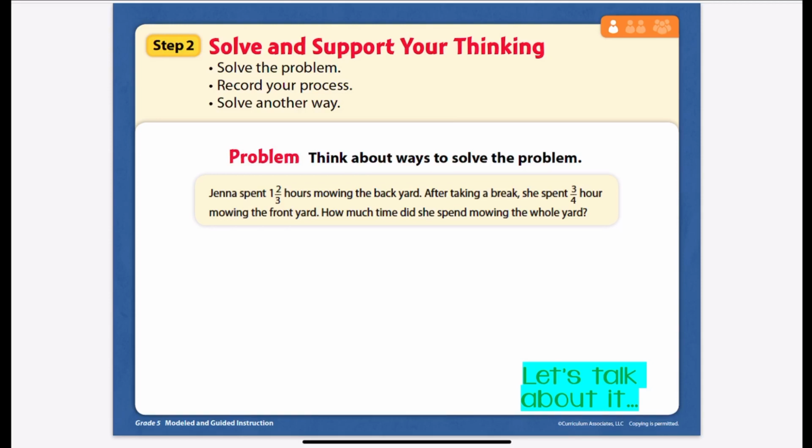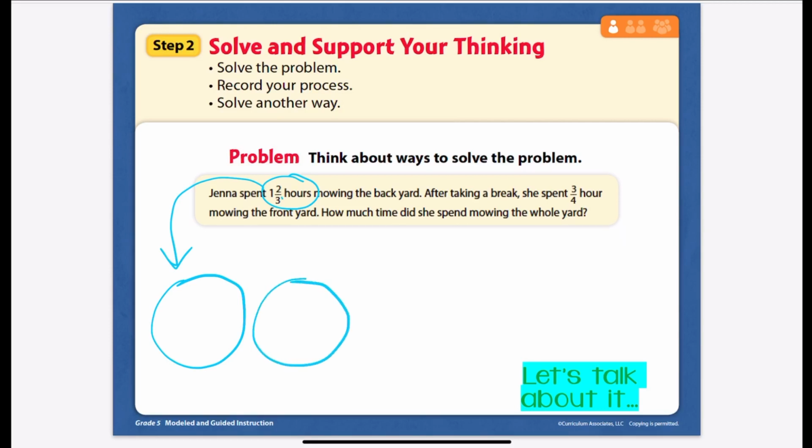Hopefully you are following along and thinking along the same lines that I am. So if I'm just thinking of that, let's think of a model of what that might look like in our head. 1 2/3 hours. Well, when I think of hours, I automatically think of a clock. So 1 whole hour, and then 2/3 will be in this one.